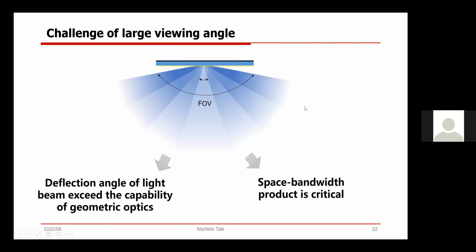Another challenge for 3D display is the challenge of large viewing angle, a large viewing angle with motion parallax. There are two issues that limit 3D display from a large viewing angle. One limitation is caused by the light field modulator: the diffraction angle of the light beam exceeds the capability of geometric optics. Another issue for large viewing angle is that the space bandwidth product is critical.